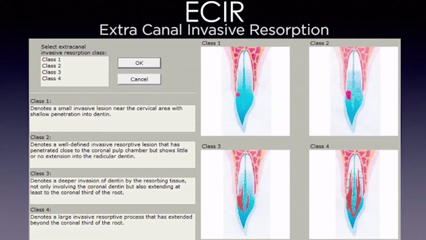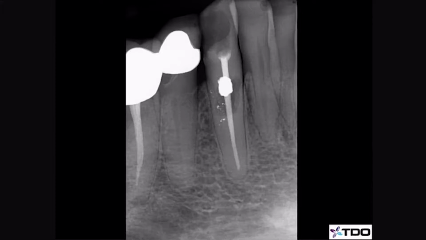This is the resorption guide from Geoffrey Heithersay, and it shows the classes of ECIR, or extracanal invasive resorption. Class 1 is treatable, Class 2 may be treatable, Class 3 is probably not treatable, and Class 4 is clearly not treatable. A two-dimensional picture of a three-dimensional object does not really show us much, and the previous dentist reflected the tissue, made a small access prep, filled it with amalgam, and then put the tissue back in place.